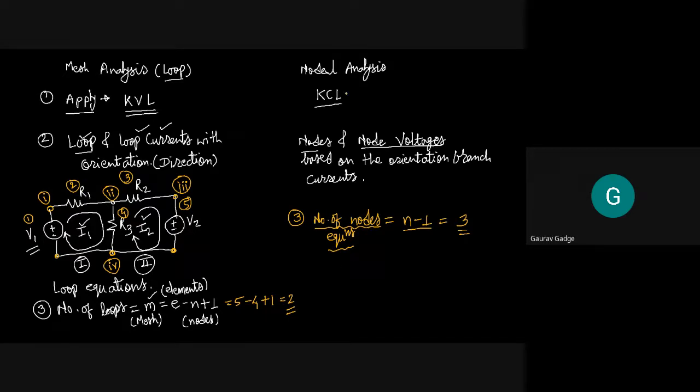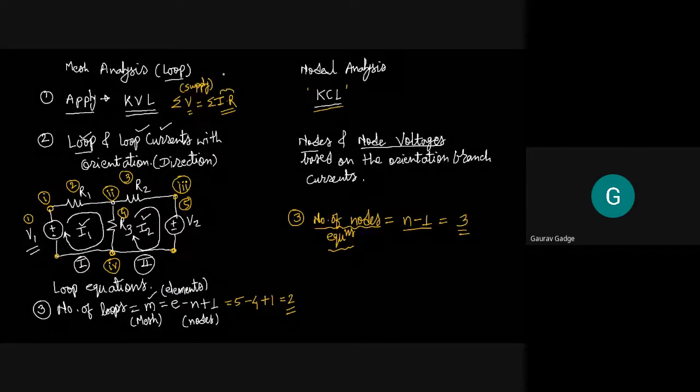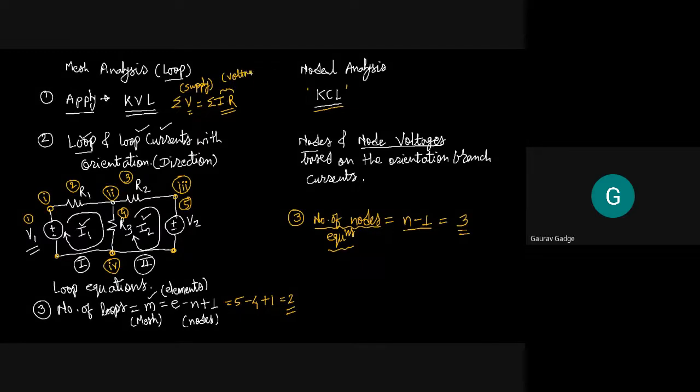Now, as we have seen, we have to consider Kirchhoff's current law. Kirchhoff's voltage law says summation of V is equal to summation of IR. Summation of V means the supply voltage, and I into R is the voltage drop. Supply voltage and voltage drop.